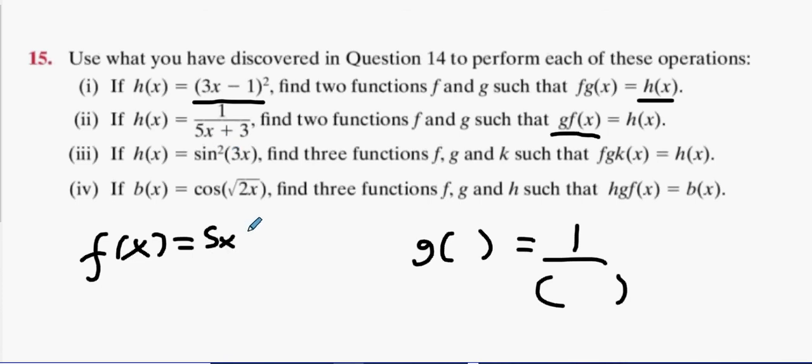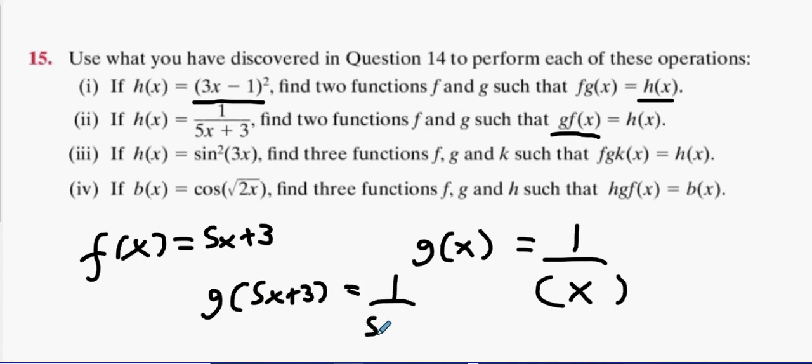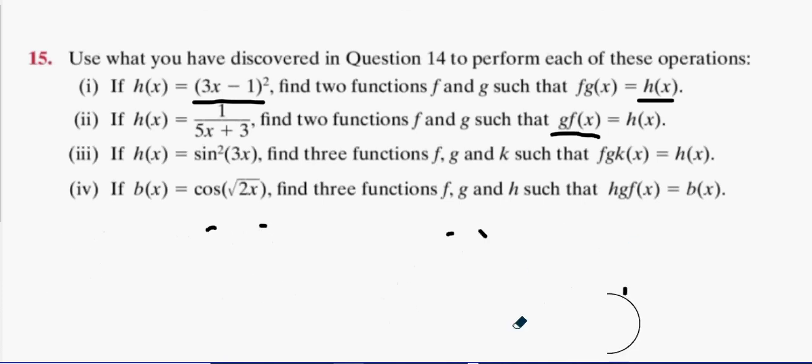5x plus 3. Now think about it. Okay? What does this mean? It means g of f of x. So do the g function using f of x. And do you get the same answer then? You get 1 over 5x plus 3. You're just deconstructing it into 2 different parts. Okay? Do you guys want to try 3 and 4 on your own? I'll give you about 3 or 4 minutes.